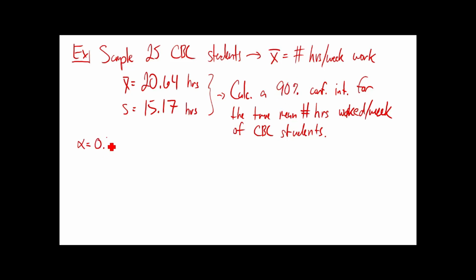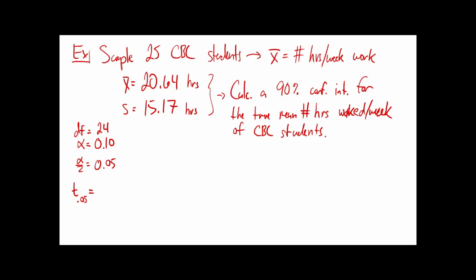10%, yeah. So with 90% confidence, our alpha level is 10%. So what would alpha over 2 be? 5%. What's our degrees of freedom here? So there's 25 of you, so what's our degrees of freedom? Yeah, 1 less is 24. So we need to go find t sub 0.05 with 24 degrees of freedom.